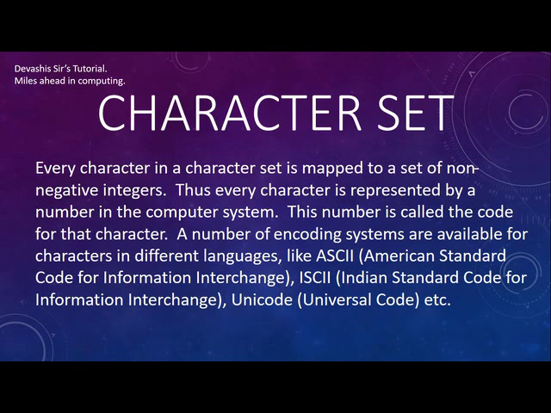Next, you see what is written on the screen. Every character in a character set is mapped to a set of non-negative integers. So for every character that may be used or represented in a program, you have a corresponding number associated with it. This number is an integer, it cannot have a decimal point. Thus, every character is represented by a number in the computer system. Obviously, because a computer is a number crunching device. Remember the binary number system. This number is called the code for that particular character.